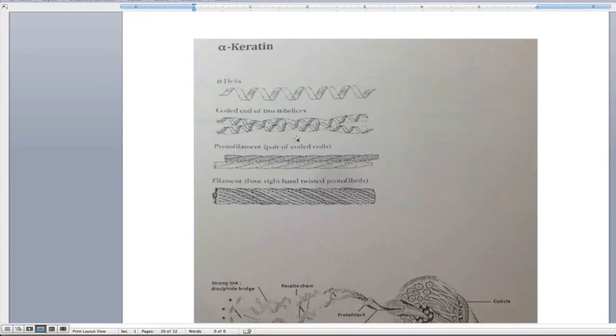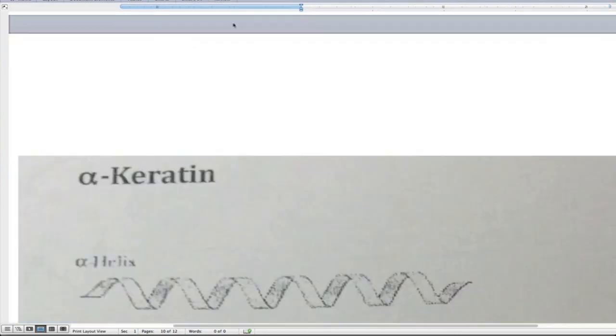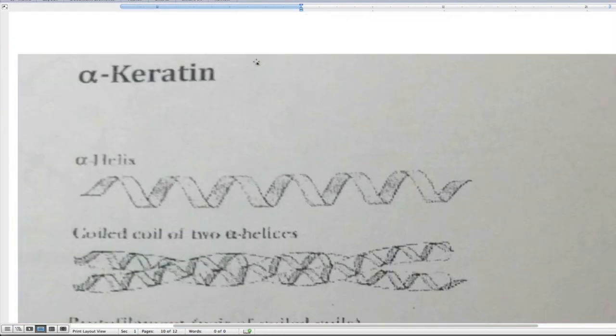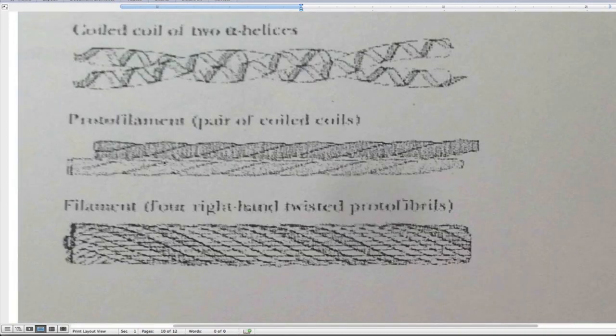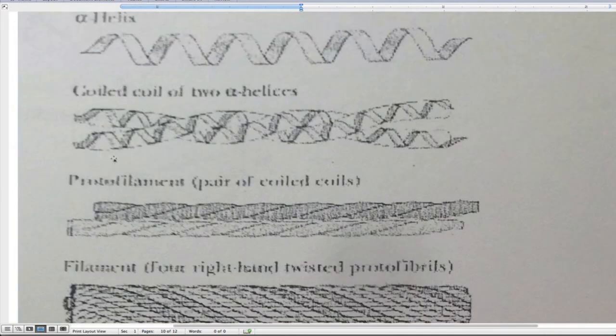That would be hard for me to draw, but here are some pictures that your instructor gave you. So notice, here's the alpha-keratin. Here's an alpha helix, and then notice here, when they take the two alpha helixes and coil one around the other, this is the structure of the alpha-keratin.